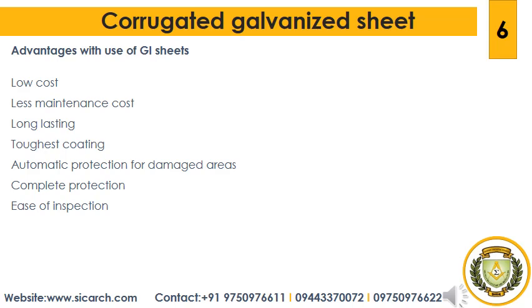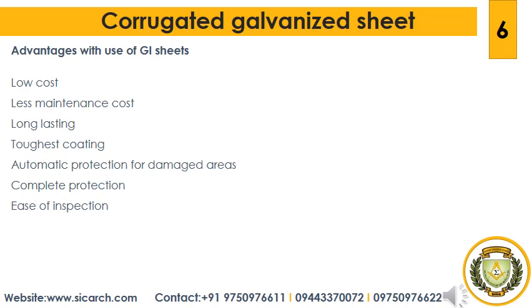So next we will see the advantages with the use of GI sheets. The use of GI sheets gives the following advantages, like low cost. Galvanizing is lower in first cost than many other commonly specified protective coatings for steel. The next is less maintenance cost, which is like GI sheets are virtually maintenance free and they last longer. The third is long life. The life expectancy of GI sheets is quite high in rural, urban and coastal environments.